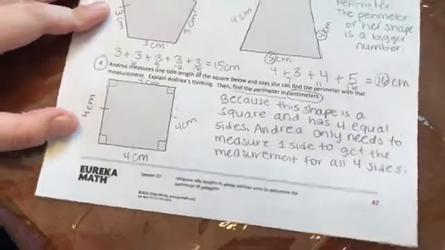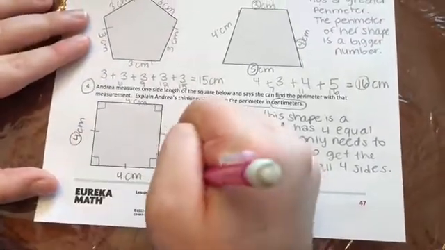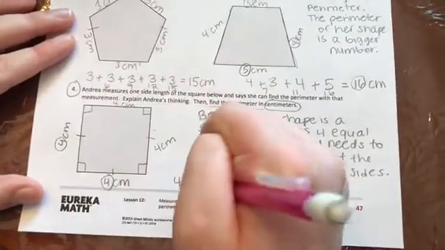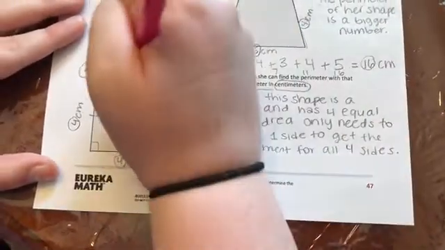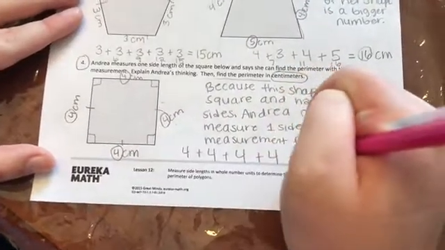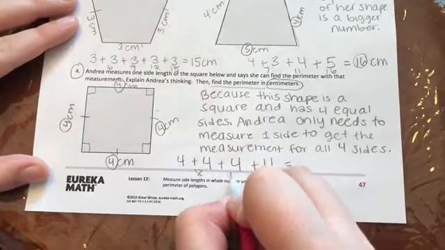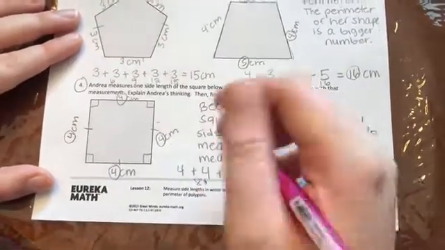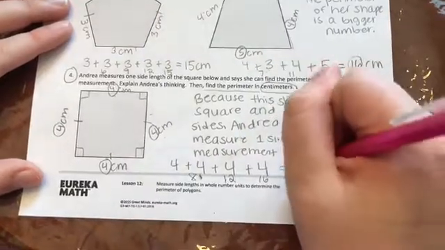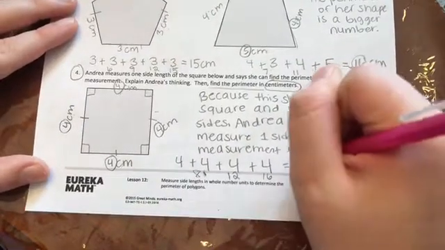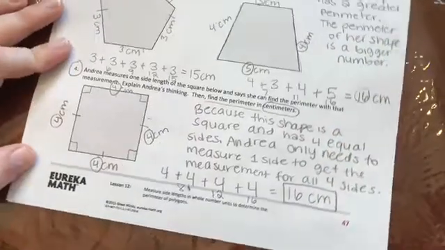Okay, and then it says to find the perimeter in centimeters. So we're going to go 4 plus 4 plus 4 plus 4. So we have 4 plus 4 is 8. 8 plus 4 is 12. 12 plus 4 is 16. So our perimeter is 16 centimeters. And that's our answer to number 4.